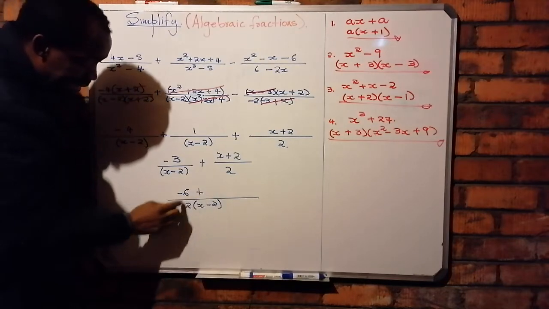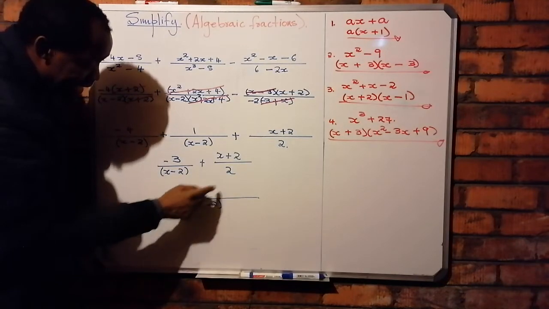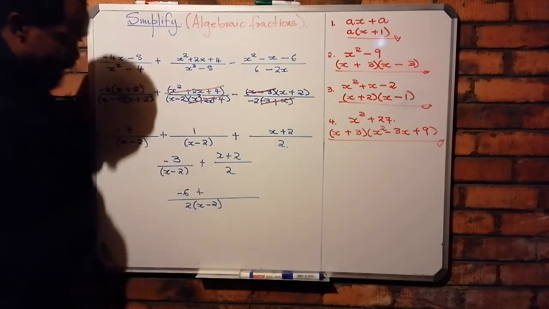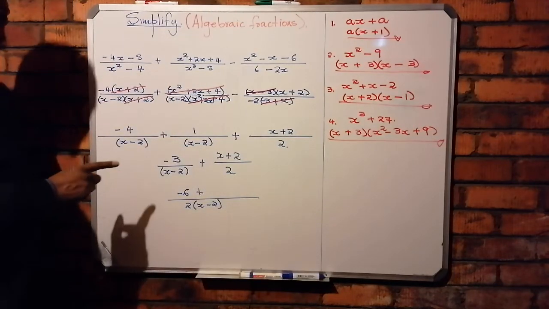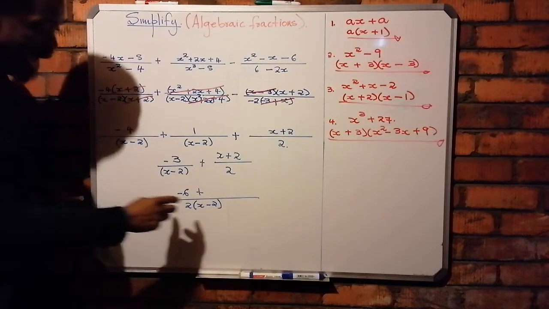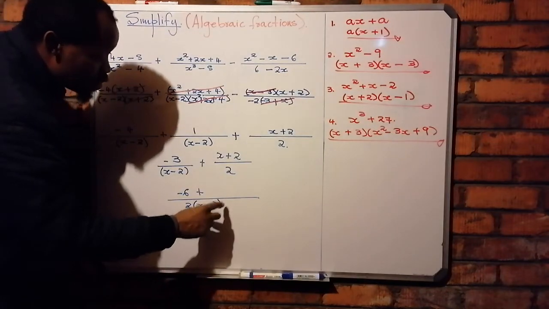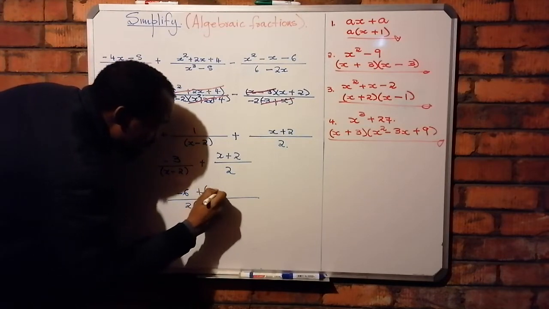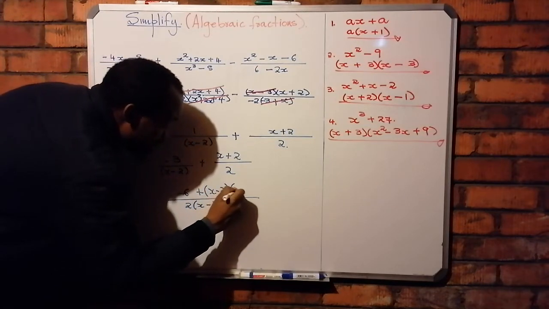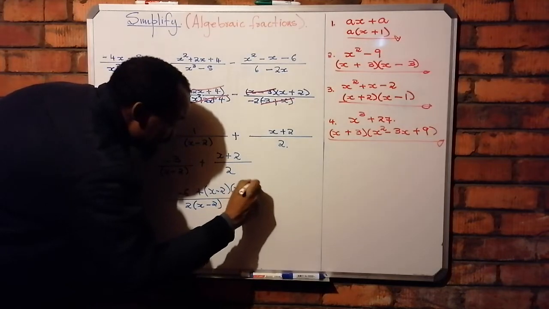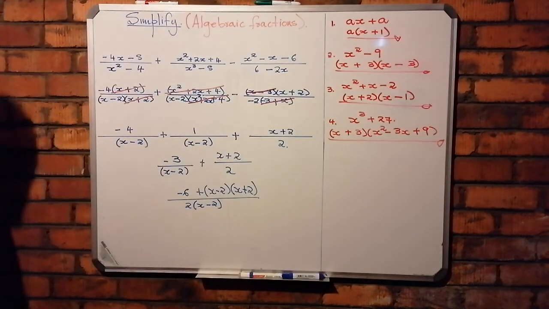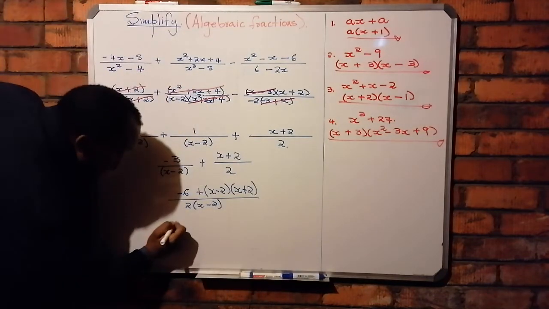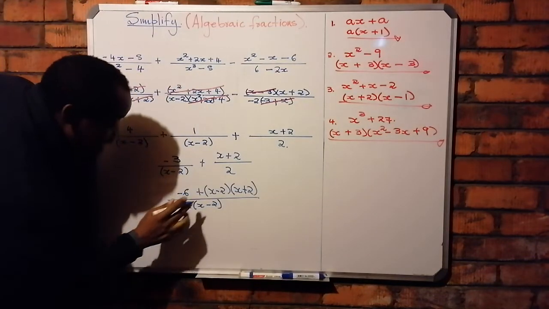Then I again do what I did there in that one. 2 into x minus 2 divided by 2, which is x minus 2. I multiply x minus 2 by x plus 2. Then I simplify the numerator there. It will be minus 6.